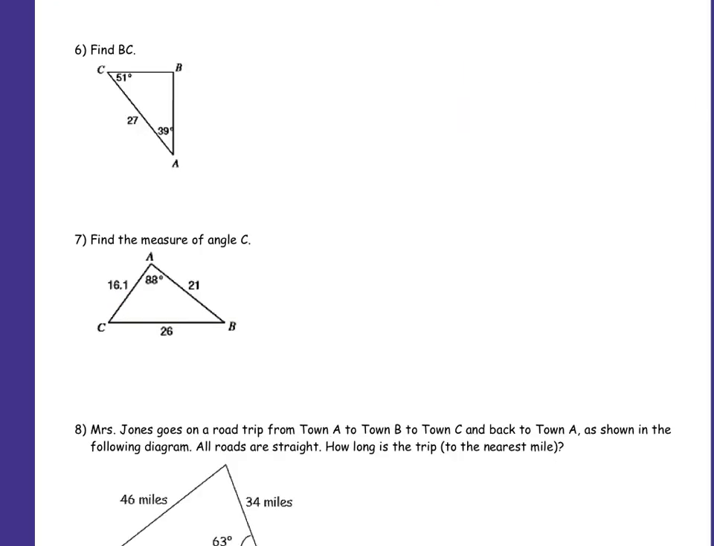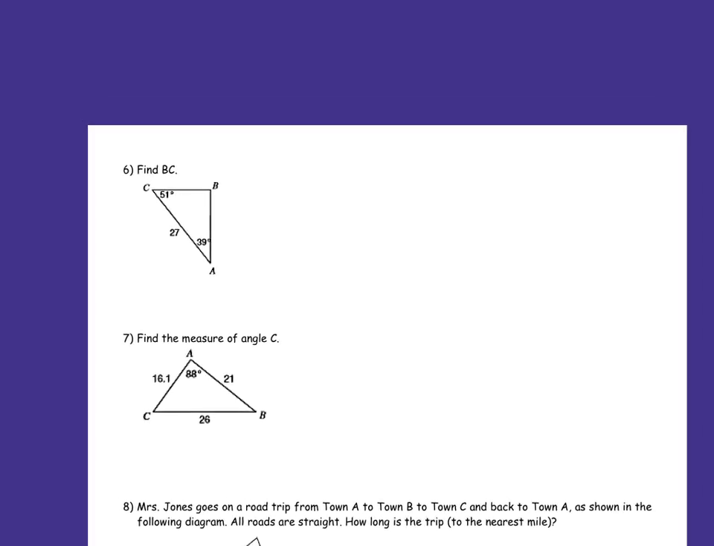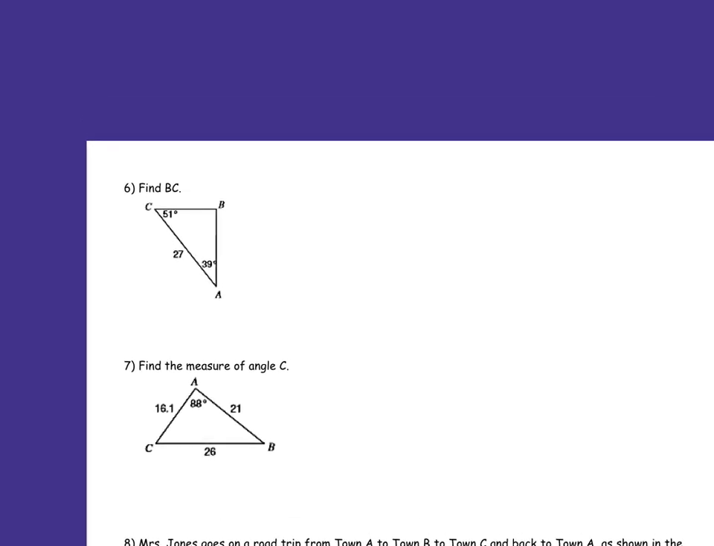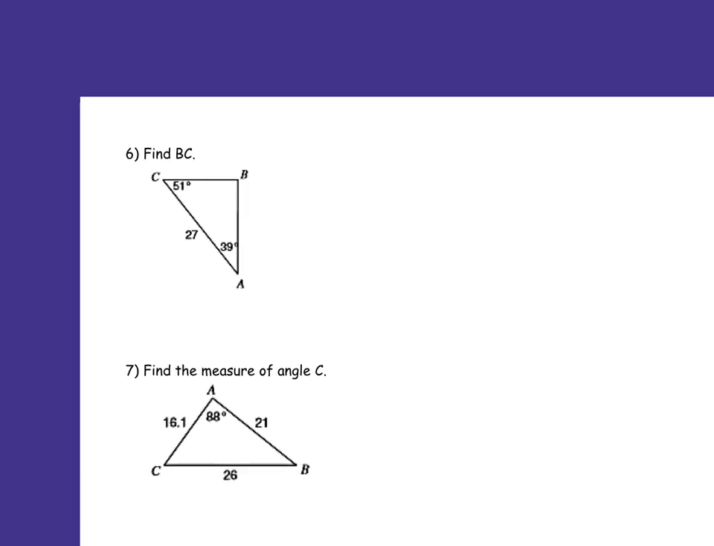I think we have like, I don't know, 5 or 6 more problems to do. And we're still doing exactly the same thing. Okay? We're just doing law of sines over and over and over again. So this says find BC. So I want to find this side. So I have this side and this angle. Okay, that's great.